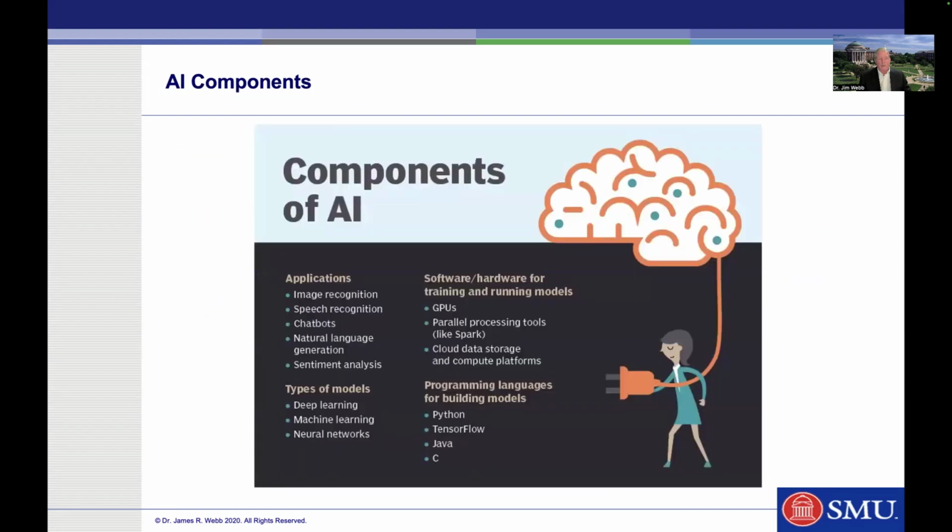Here are some of the components that we've talked about. Some of your applications: image recognition, speech recognition, chatbots, natural language generation, sentiment analysis. Types of models: deep learning, machine learning, neural networks. Software training, graphical processing units, parallel processing tools like Spark, cloud data storage, compute platforms, and then, of course, the different languages that you use: Python being the most recognizable, TensorFlow, and of course, Java and C have been around a while.